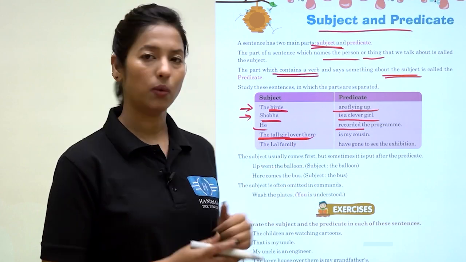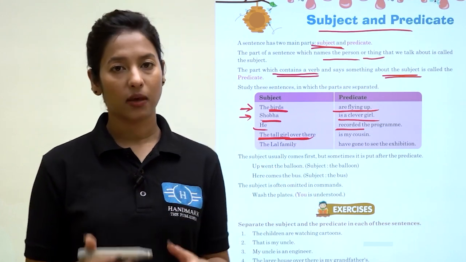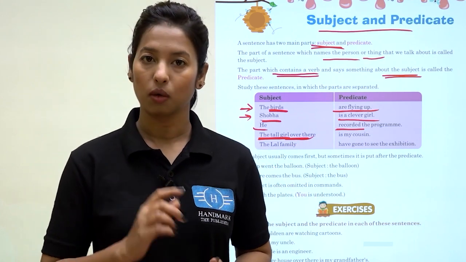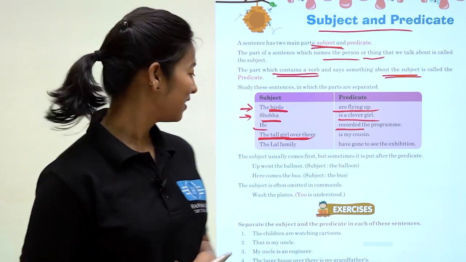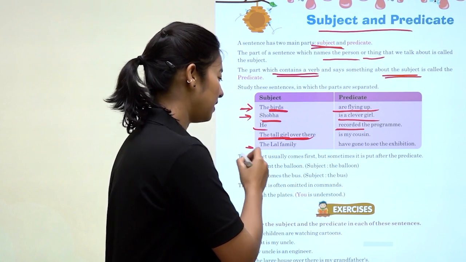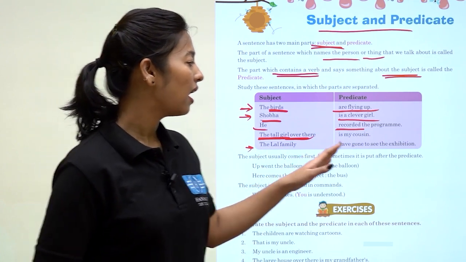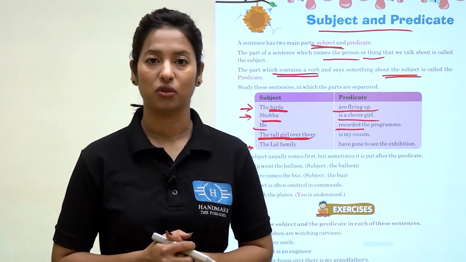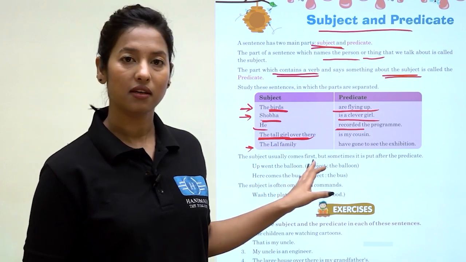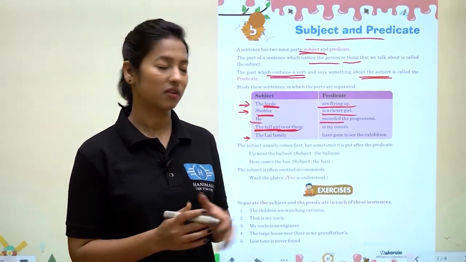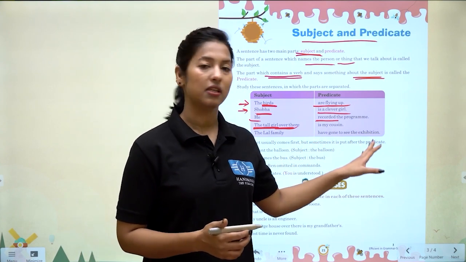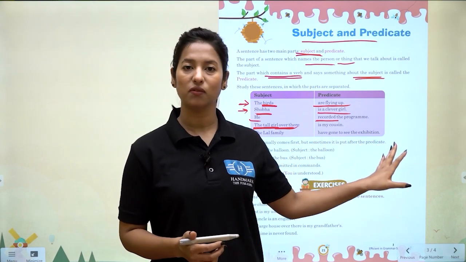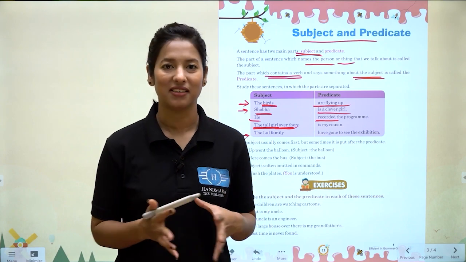Here we can notice, students, that a subject can be a single word or it can contain more words even. The last sentence says: the Lal family have gone to see the exhibition. The Lal family is what we are talking about, and what we are saying is have gone to see the exhibition. So this part of the sentence is the predicate.